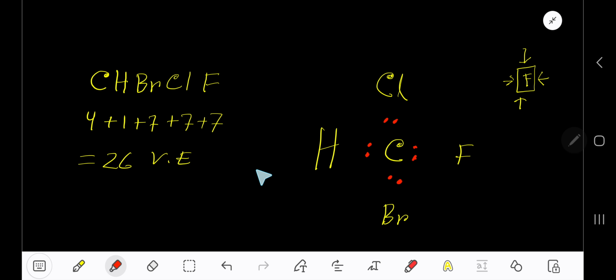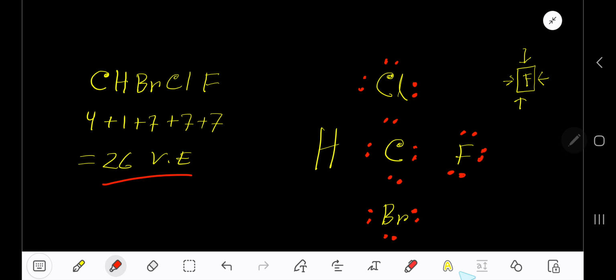The other remaining valence electrons will be used to satisfy the octet and duet of the outer atoms first. 2, 4, 6, 8, then 10, 12, 14, 16, 18, 20, 22, 24, 26. We have used all the valence electrons.